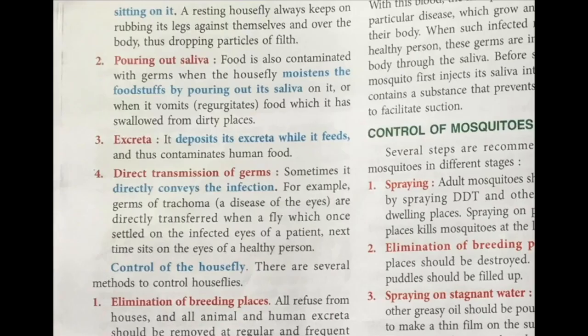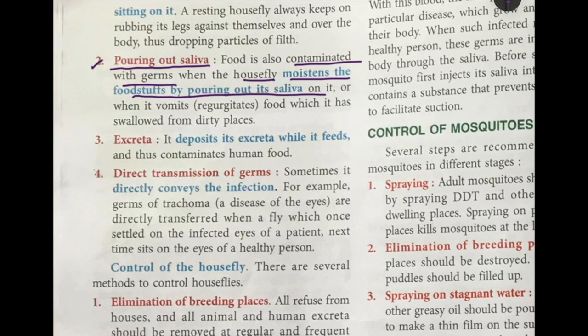If you have seen a housefly sitting on food or anywhere, you will see that it is continuously rubbing its legs at the back and over the body. So when they rub their feet like that, what will happen? Whatever dirt is sitting on it will fall on the food it is sitting on. Then, number two, it pours out its saliva. Food is also contaminated with germs when the housefly moistens the foodstuff by pouring out its saliva on it.